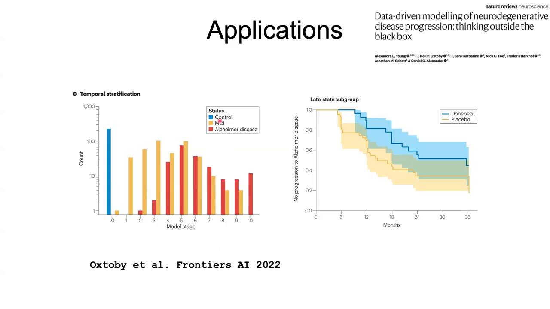If we split the cohort and just included the MCIs at the end, I don't actually have the histogram of the trial data here, and just look at those with MCI with more advanced cognitive decline, then the donepezil, in blue, showed an improvement.